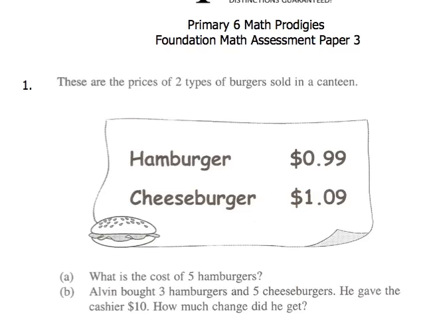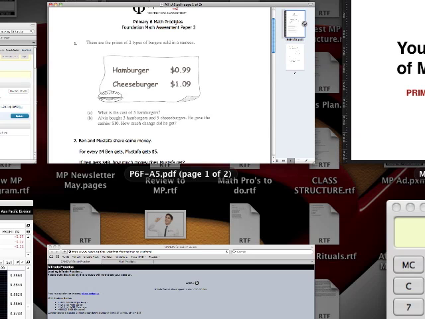Now it says these are the two prices of the two types of burgers sold in a canteen. So we have a hamburger, which I kind of don't like, at 99 cents, and a cheeseburger, which I love, at $1.09. So the first question is, what is the cost of 5 hamburgers? Very simple question. If one hamburger equals 99 cents, what is the cost of 5 hamburgers?